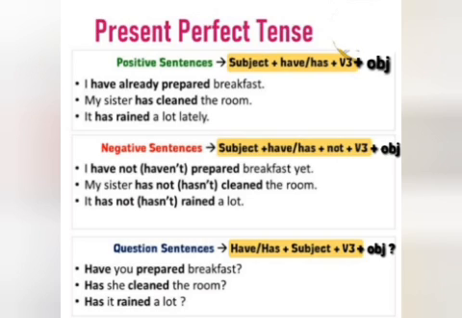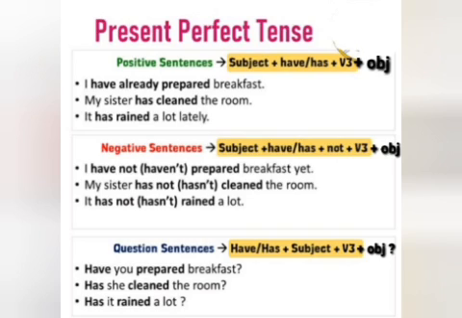What is the syntax for negative form? We have subject plus has or have plus not plus V3 plus object. Yes. And if you talk about the question form, again you will have has or have will come in front of the subject, the auxiliary verbs. So has or have plus subject plus V3 plus object.